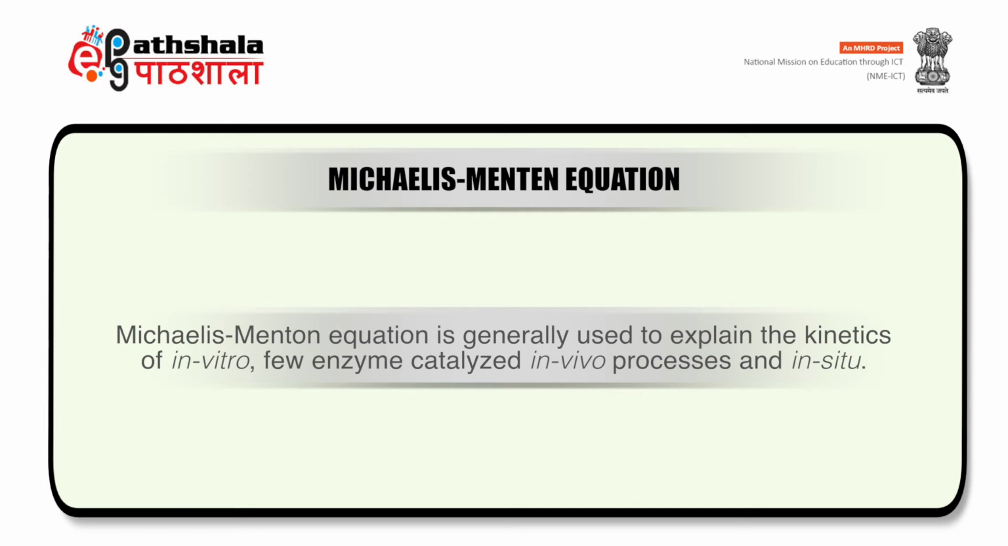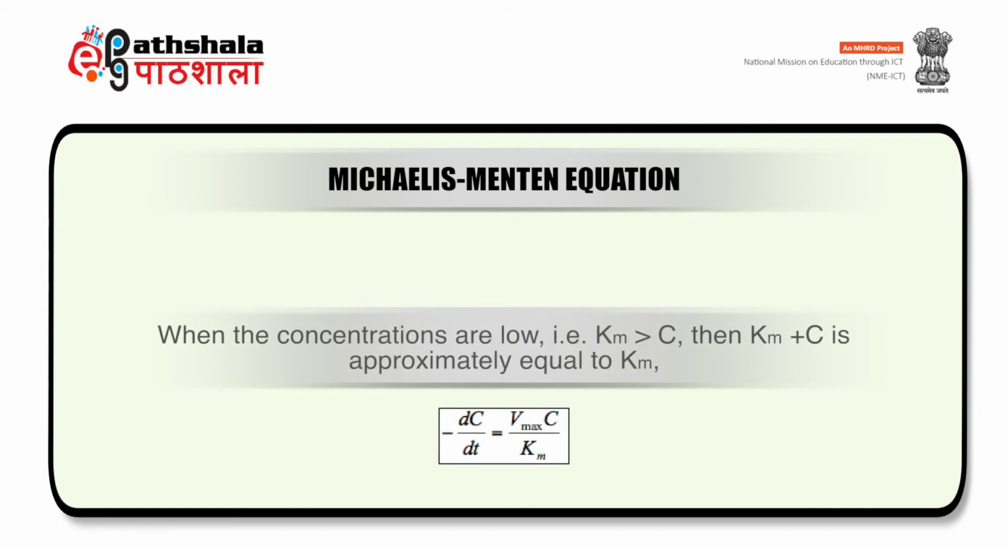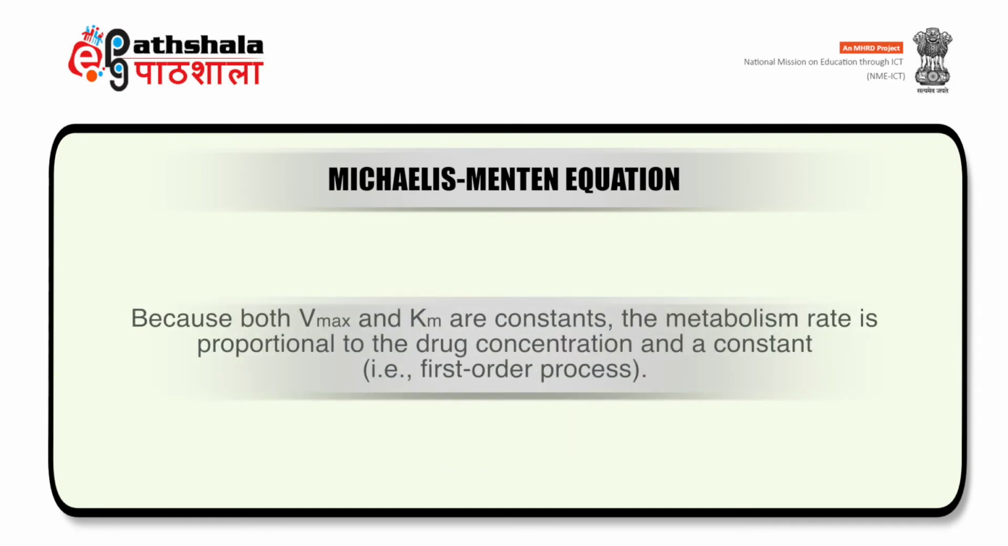The Michaelis-Menten equation is generally used to explain the kinetics of in vitro, a few enzyme-catalyzed in vivo, and in situ processes. When the concentrations are low, that is, the Michaelis-Menten constant is greater than C, then Km plus C is approximately equal to Km, and thus the Michaelis-Menten equation reduces to -dC/dt equals Vmax times C over Km, where Km plus C has been replaced by Km because C is lesser than Km. Because both Vmax and Km are constants, the metabolism rate is proportional to the drug concentration. That is, a first order process, which is similar to a linear pharmacokinetic reaction.